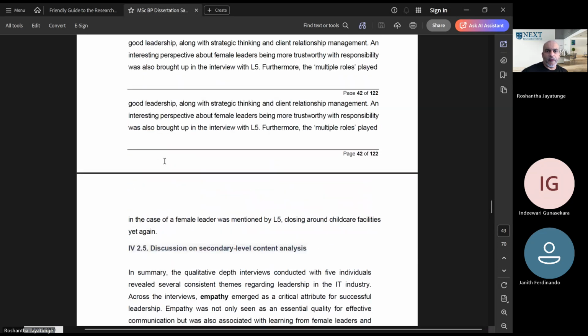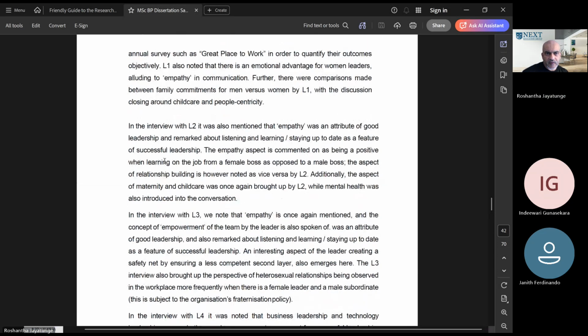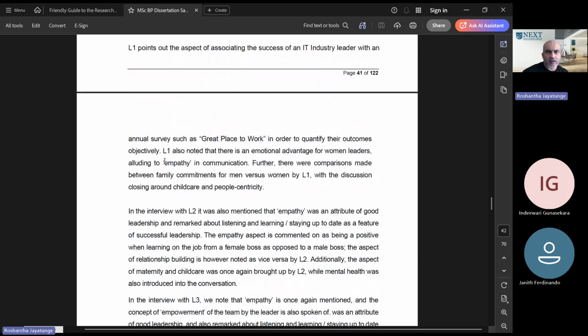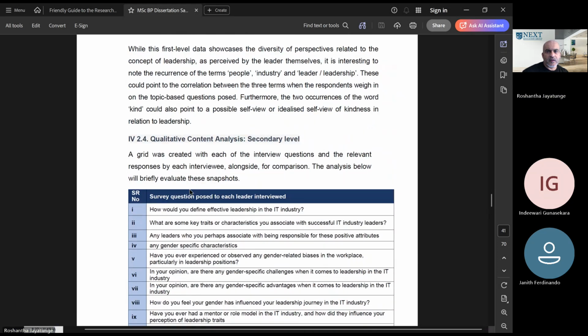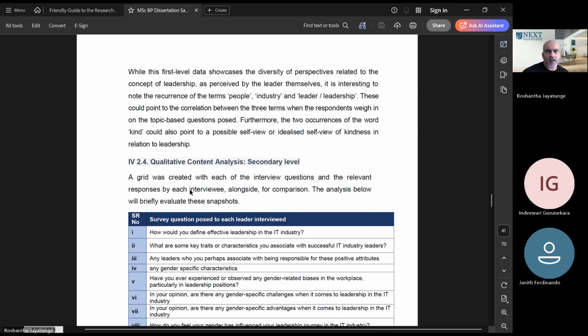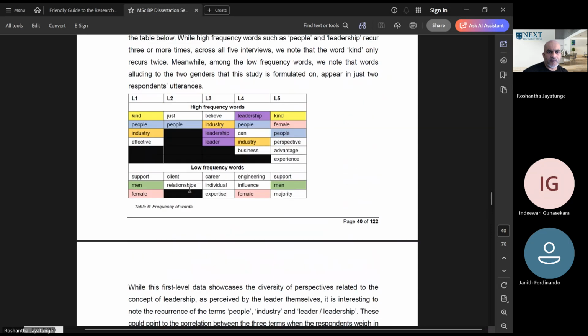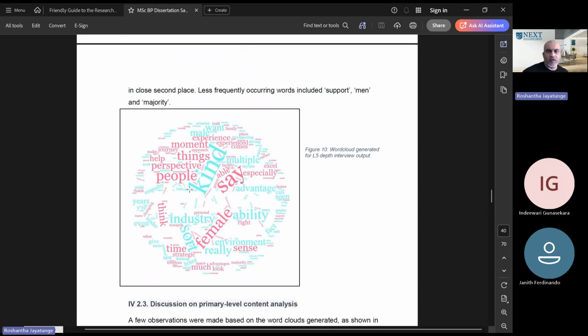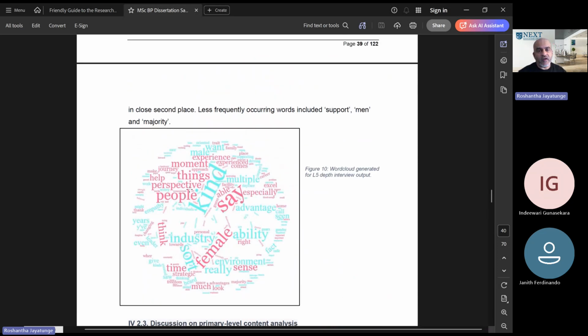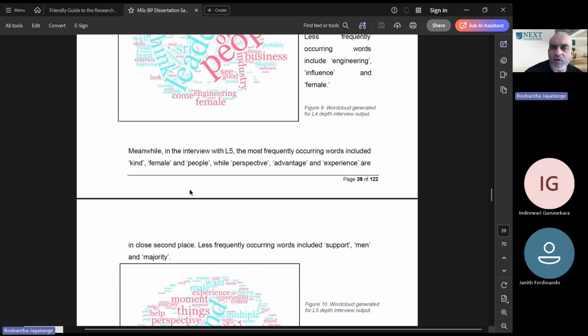So these were the survey questions, okay? Here's one way of doing it. So here they have used a word cloud. This is a bit complicated, using a word cloud. It takes some time also.